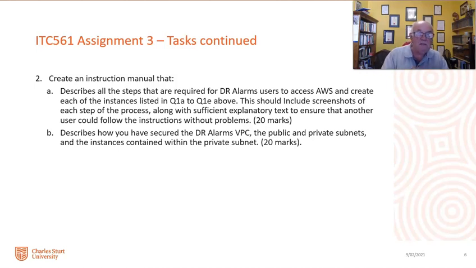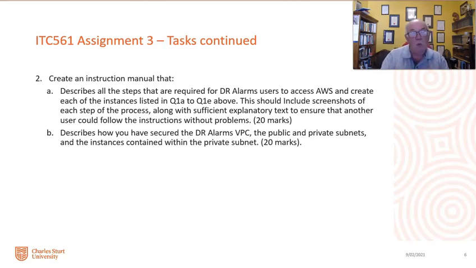But the task that you actually have to submit is an instruction manual. So you'll build all this and then submit an instruction manual that describes all the steps that are required for DR Alarms users to access AWS and create each of those instances that we've described. So this should include screenshots along with sufficient explanatory text to ensure that another user could follow the steps without problems. The second part of that manual is you've got to describe how you've secured that DR Alarms VPC, both public and private subnets, and the instances contained within it.